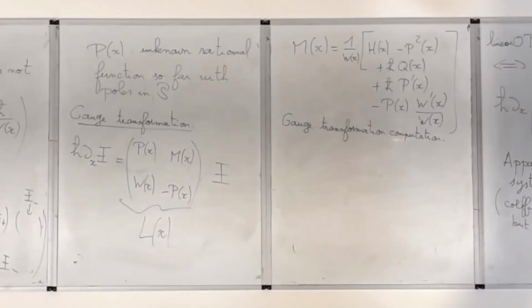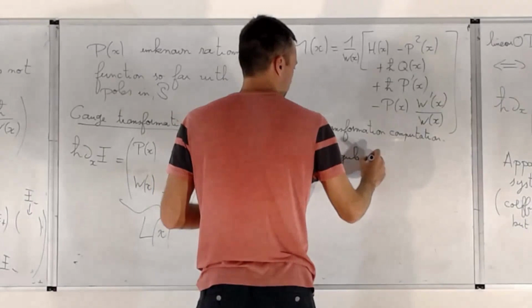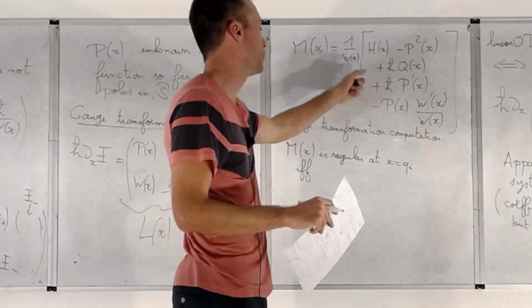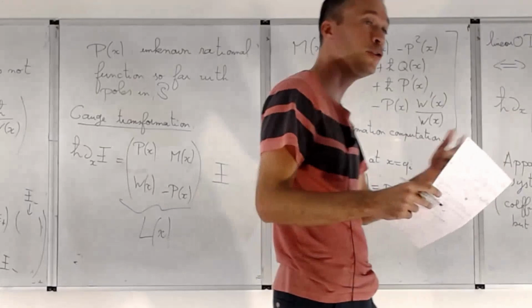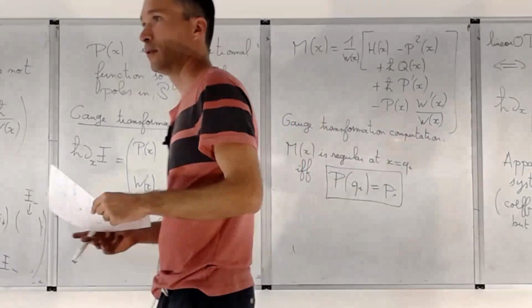And this can be done by a simple condition. So m of x is regular at x equal qi if and only if, well, you just write the expansion around x equal qi. So you have a double pole here and then a simple pole. And you need to remove this. And this can be done if you choose your unknown function p such that p of qi is equal to pi for all i. Okay. So this is a condition that we'll want for p.